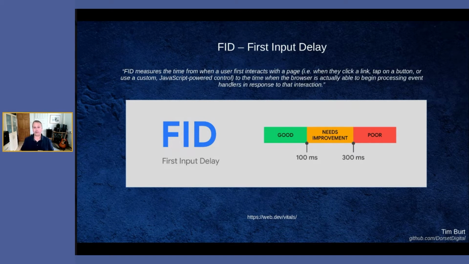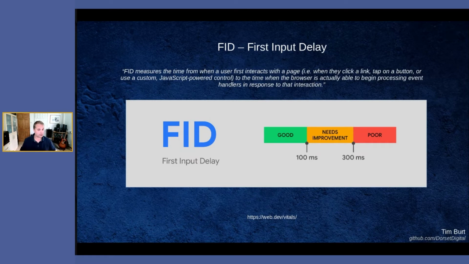Quite commonly, that could be something like downloading and parsing a big JavaScript file. So you've got a big JavaScript file that contains all of your application code. It's got to read and parse all of that before it can go off and respond to a user request, in case the JavaScript is telling it to do something else with that user request. So first input delay can be very much affected by the way your assets are structured.